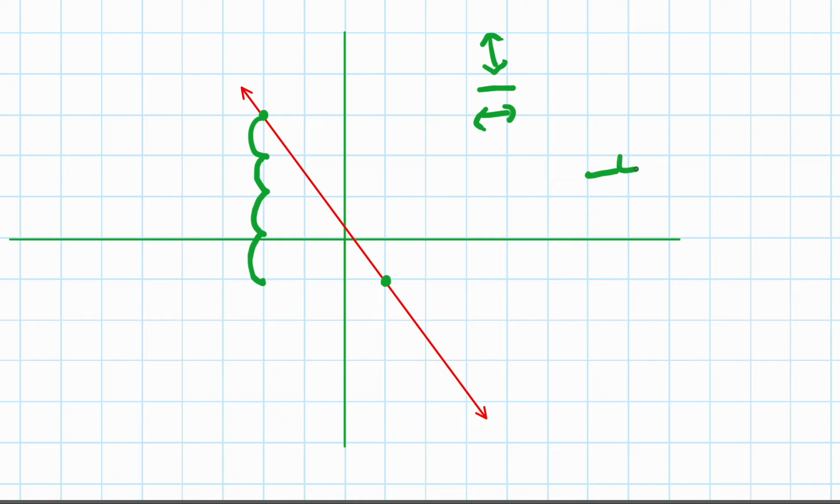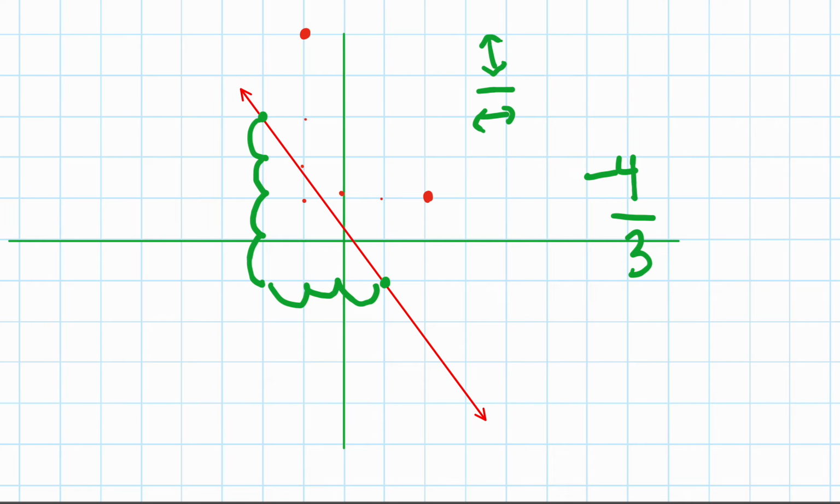So down 4 would be negative 4. And then I'm going to move to the right 3. So the slope here would be negative 4 over 3. Now something interesting is if we pick any other point, say up here, and I go down 4, 1, 2, 3, 4, and then to the right 3, 1, 2, 3. When I connect those dots, it's going to be the same slope or the same slant.